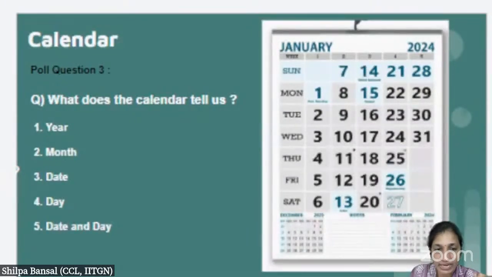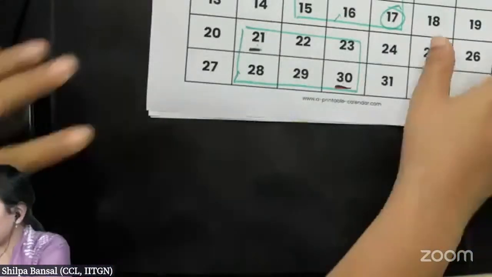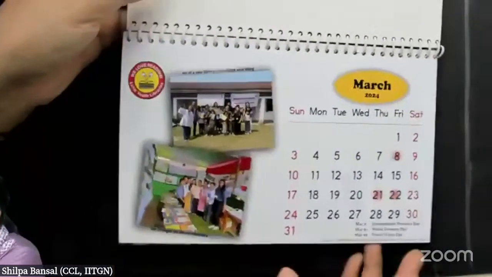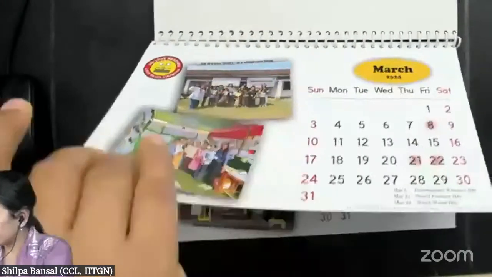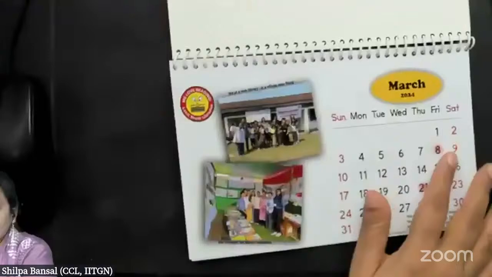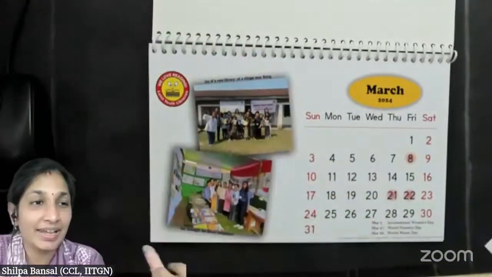And one or two people are saying the result. So let's see why we use a calendar. I have a calendar here. I have March 2024. Suppose I am opening it. Since it is an old calendar, but see, if we don't know the year, how will I use a calendar?